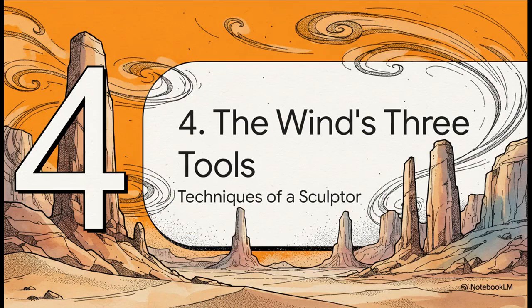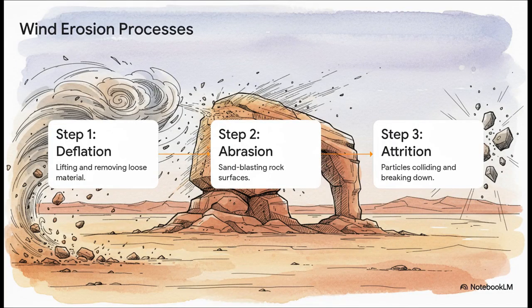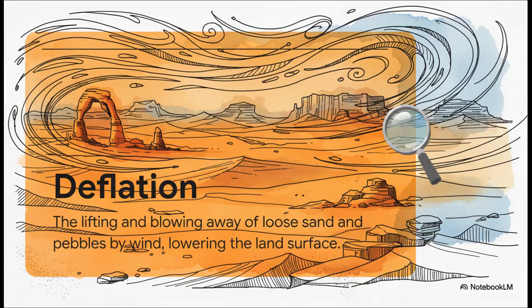Okay, so if the desert is the canvas, what tools does our artist use? Well, wind erosion isn't just one simple thing. It's a whole process carried out with 3 very distinct techniques. These are the 3 main tools in the wind's toolkit: deflation, abrasion, and attrition. Each one does something unique, and together they're responsible for literally every sculpted feature you see. Let's break them down.